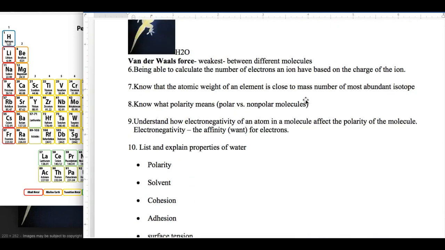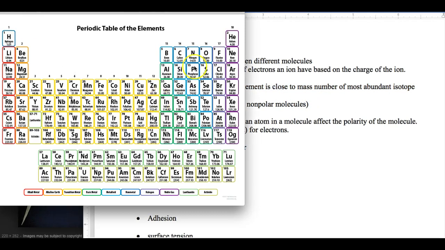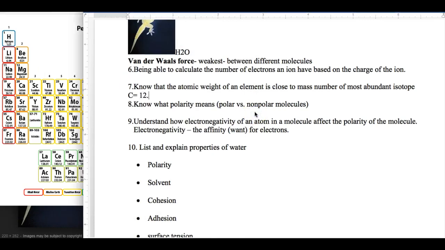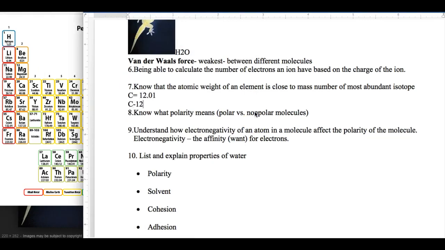and you have hydrogen bond. Okay, the next one is being able to calculate the number of the ions based on the charge of the ions. We already talked about that earlier. Know the atomic weight of an element is close to the mass number of the most abundant isotope. So for example, carbon, if you look at the periodic table, the weight is 12.01. You now know that there's carbon-12 isotope, one type of isotope of carbon. There's carbon-13, there's carbon-14. Which one is the most abundant, meaning which one do you have the most amount of? That will be carbon-12 because carbon-12 is most similar to the atomic mass number that you see on the periodic table.